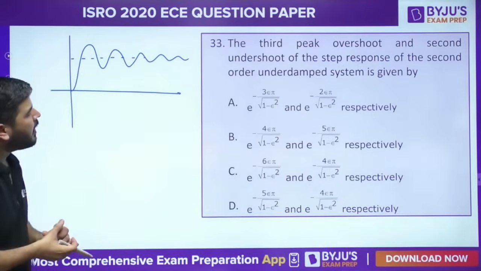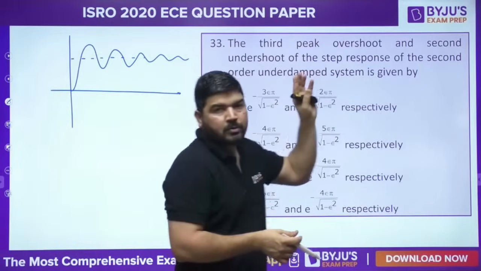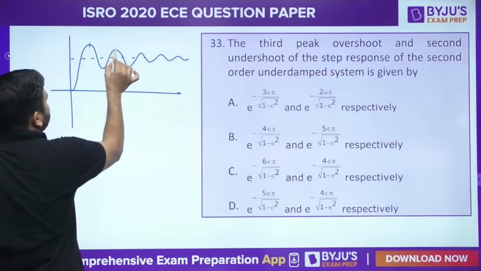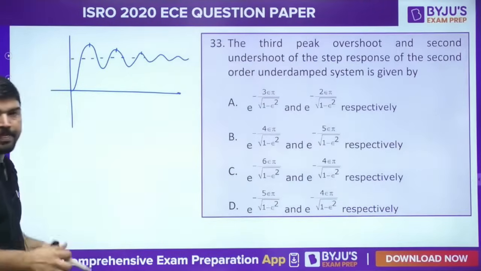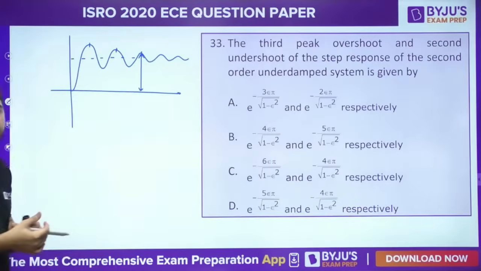It is like this, and the third peak overshoot. What is third peak overshoot? This is the first overshoot, this is the second overshoot, this is the third overshoot. At what time is it there?